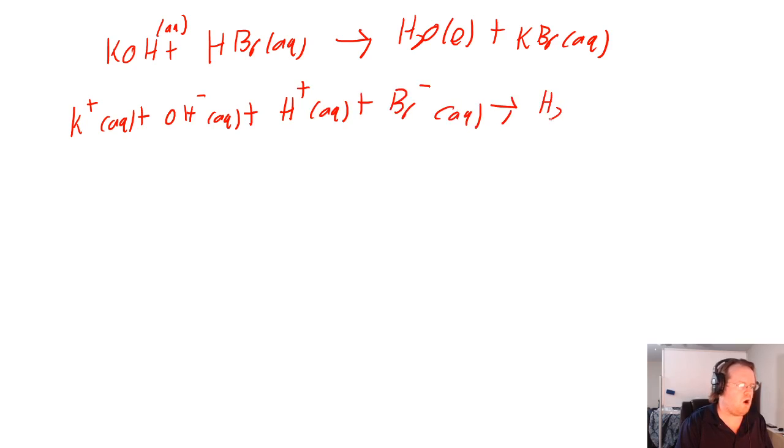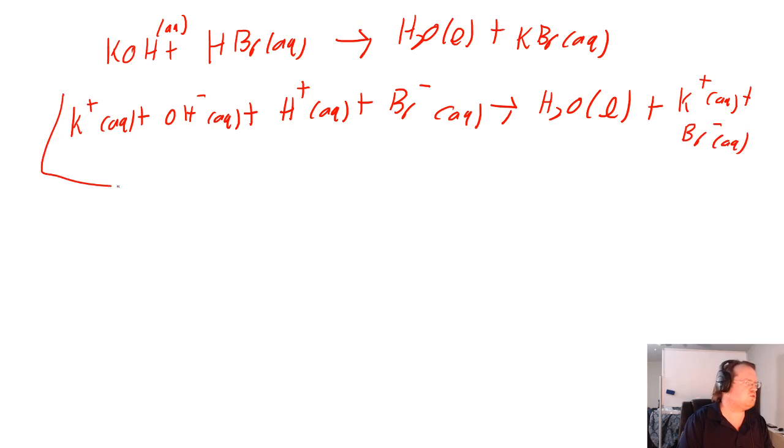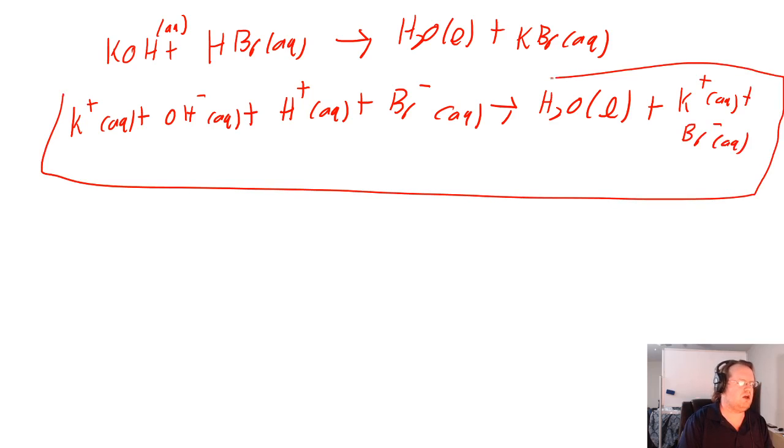It reacts to form water. It doesn't have an aq next to it, it has an l, so we're not breaking it apart. Just like you also won't break apart gases if you see any in your problem. And then we have K plus aqueous plus Br minus aqueous. I almost had enough room, but not quite. So this would be our complete ionic equation. If your problem just said, write the complete ionic, you'd be done there.